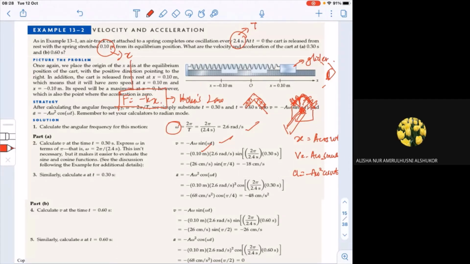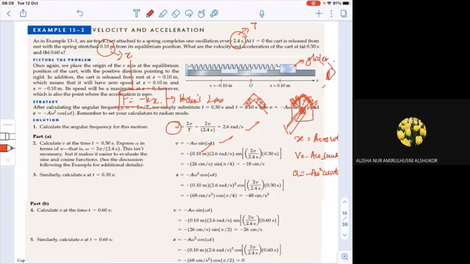But if you want to put that inside the equation v equals negative A omega sine omega t, then that value, that 0.1 meters, is actually the amplitude, because that is the maximum value. Whenever you start a simple harmonic motion, you must start at one particular point, which is the highest displacement you can get from the situation. So that is A, which is 0.1. Look at the 0.1, the unit is meters.